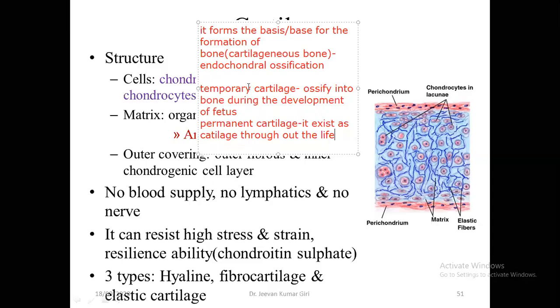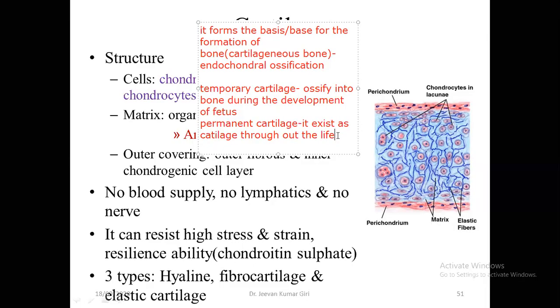Initially the bones are formed from this cartilage only. The cartilage is the first tissue to be formed, and some of the cartilage will convert into the bone. Those cartilages which convert into the bone during development are the temporary cartilage, because finally they will form the bone. But some cartilage will exist as cartilage throughout the life. In your adult body also you can find some cartilage, so they are the permanent cartilage.